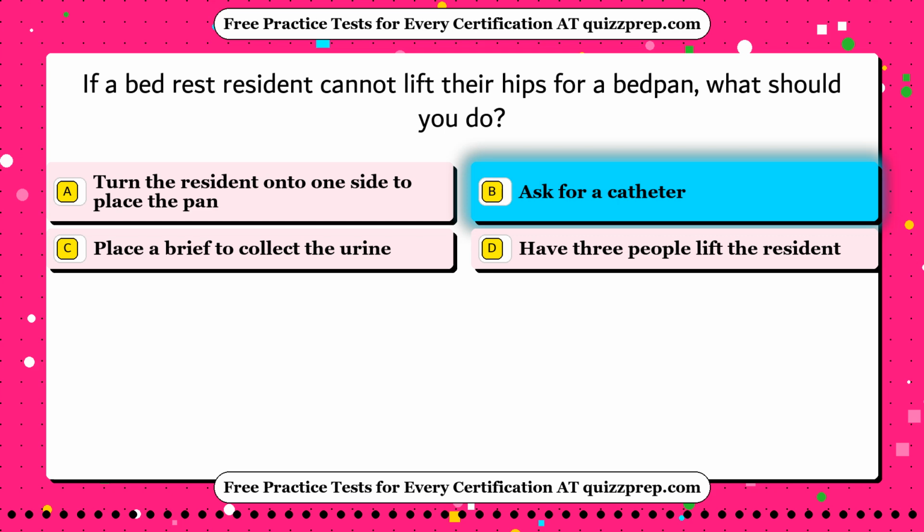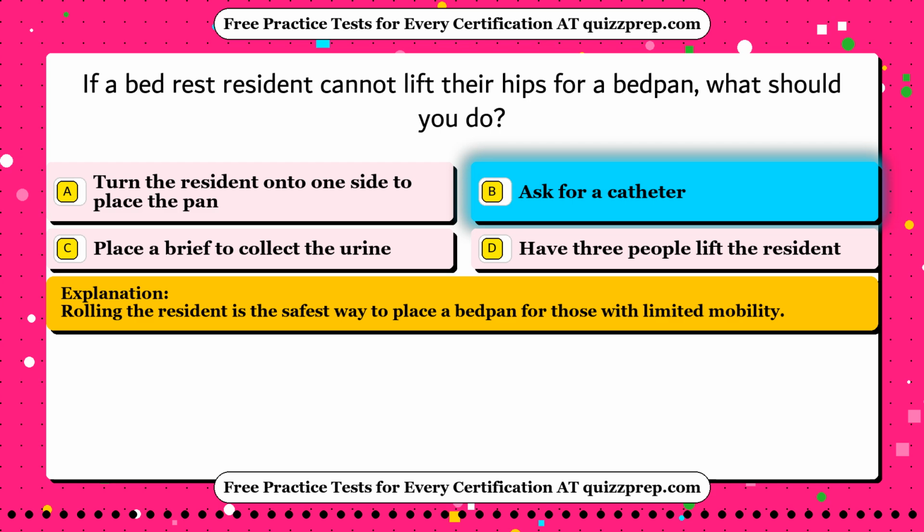The correct answer is option B, ask for a catheter. Rolling the resident is the safest way to place a bedpan for those with limited mobility.